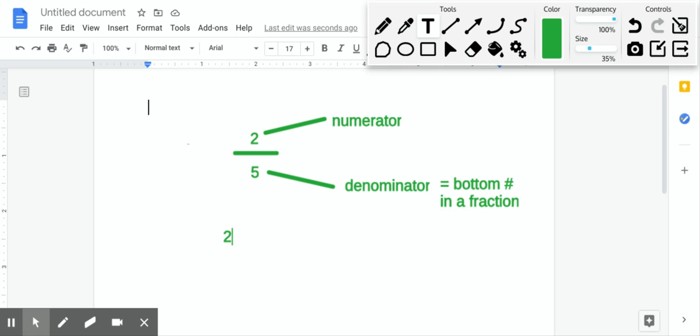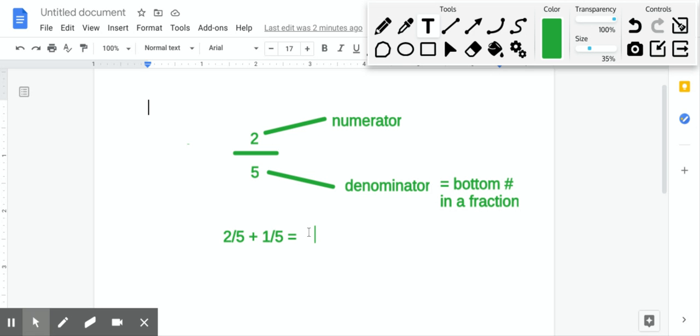Let's say I have the number 2 over 5, and I want to add 1 over 5. What would the answer be? Well, when we're adding fractions with like denominators, that means denominators that are the same, the process is actually very simple. All we have to do is add the numerators together and keep the denominator the same.